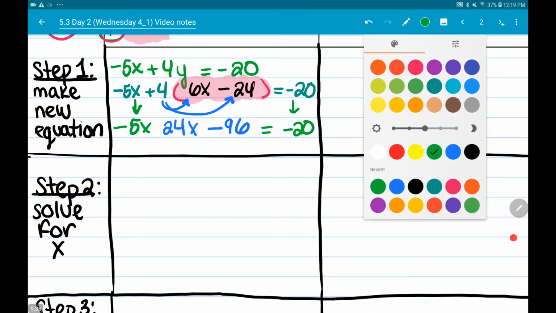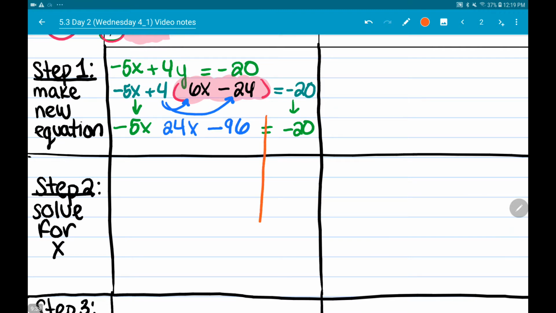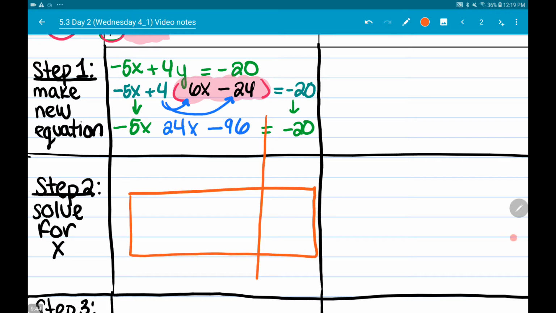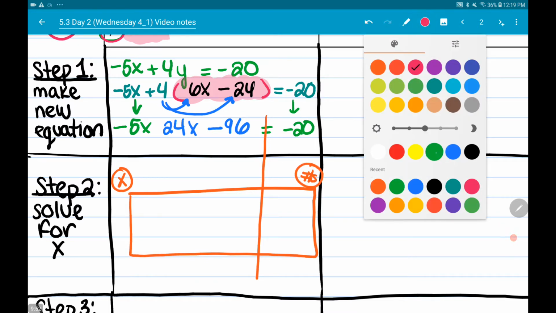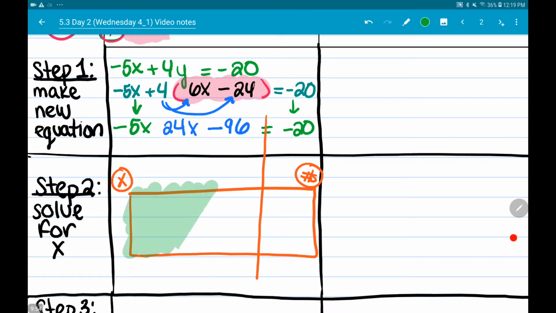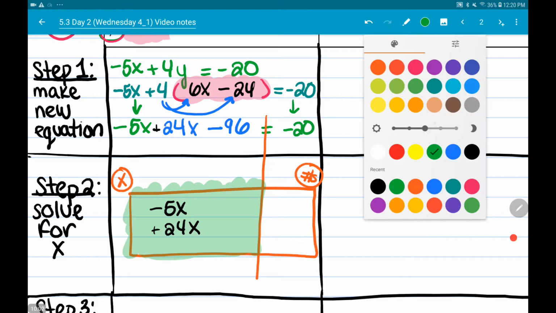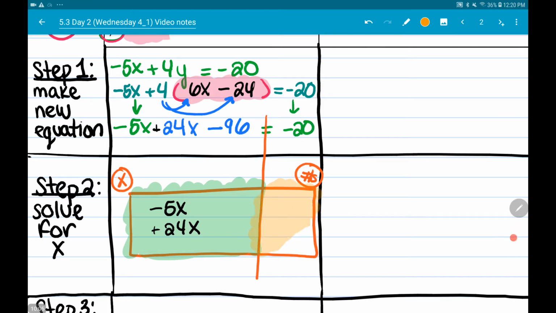All right, let's set up our solving square. X is going to go on my left, numbers are going to go on my right. What did you get for your x side? Okay. Now I would like you to do the number side. Remember that that 96 crossed over, so that's why my sign changes.